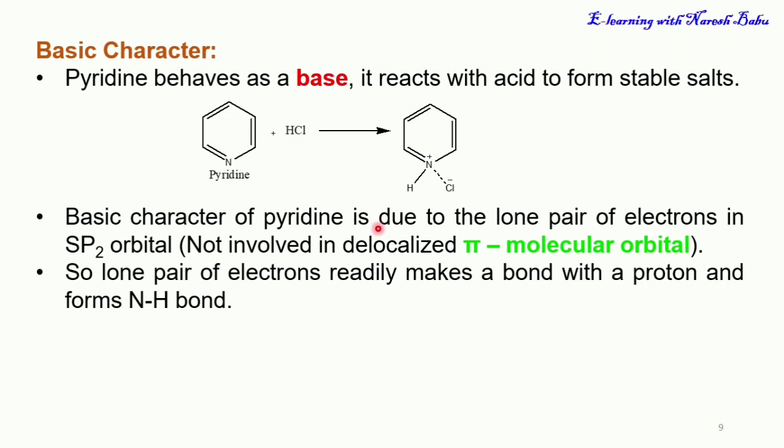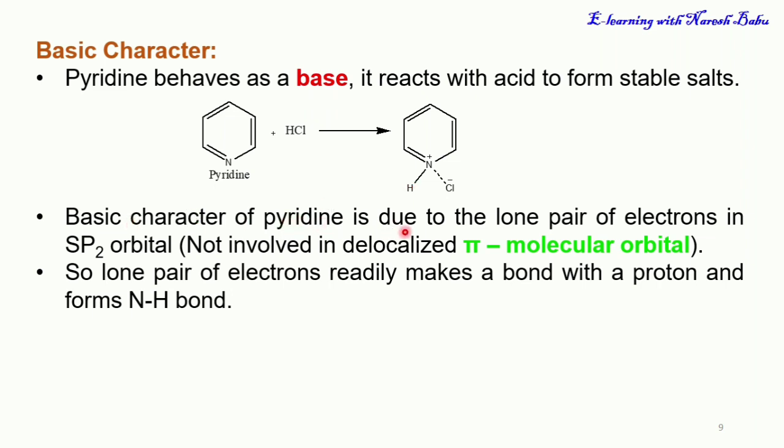The basic character of pyridine is due to the lone pair of electrons. You can see here HCl dissociating into H plus and Cl minus. H plus has no electrons, so whenever it reaches the nitrogen, the lone pair of electrons is donated to the H plus ion, making an N-H bond, and the nitrogen gets a positive charge. This positive charge attracts the chloride ion, forming a salt. So by donation of the lone pair to the H plus ion, its basic character is shown.